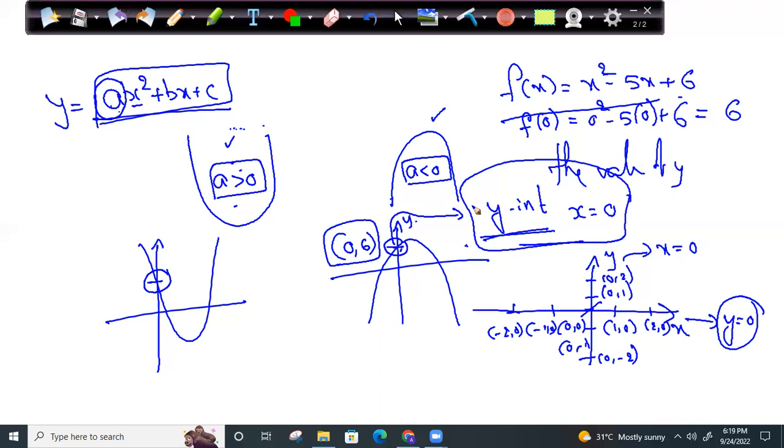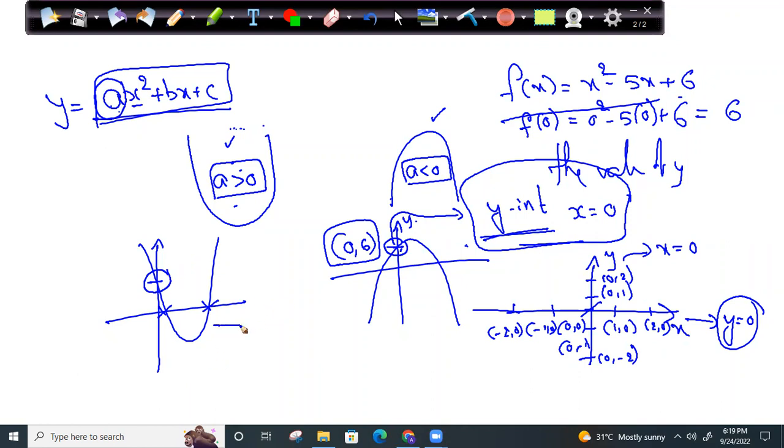Next, I'm discussing the y-intercept. How do you find the y-intercept? The y-intercept is the value of y when x is equal to 0. Now, these points are called x-intercepts because these are the points where the graph is intersecting the x-axis.